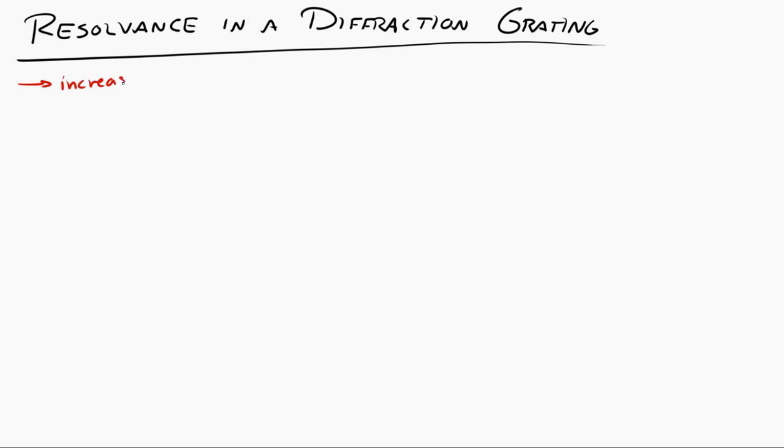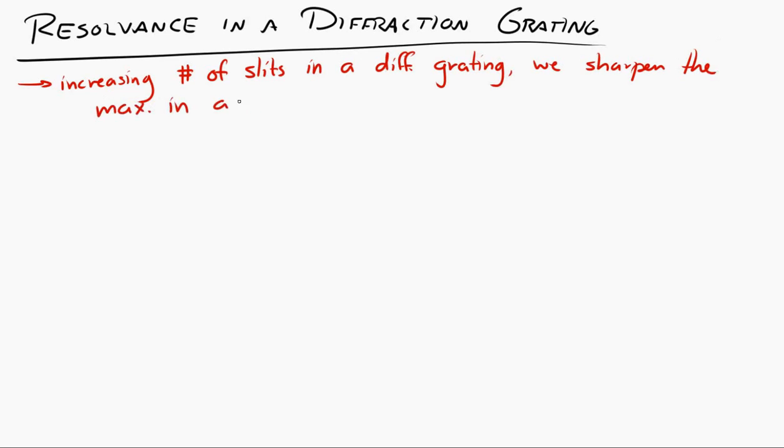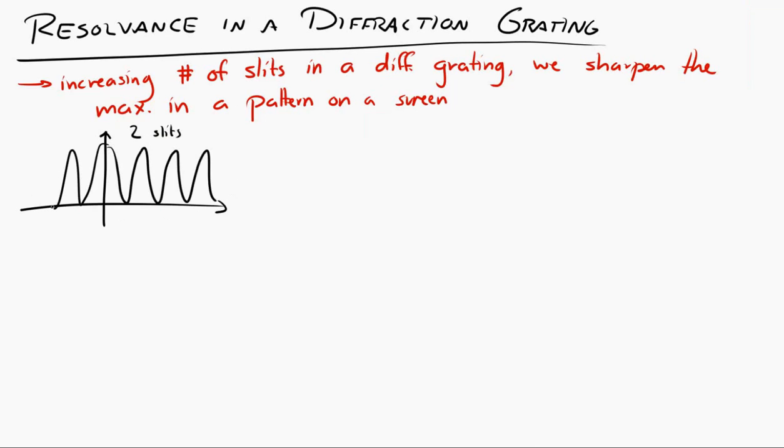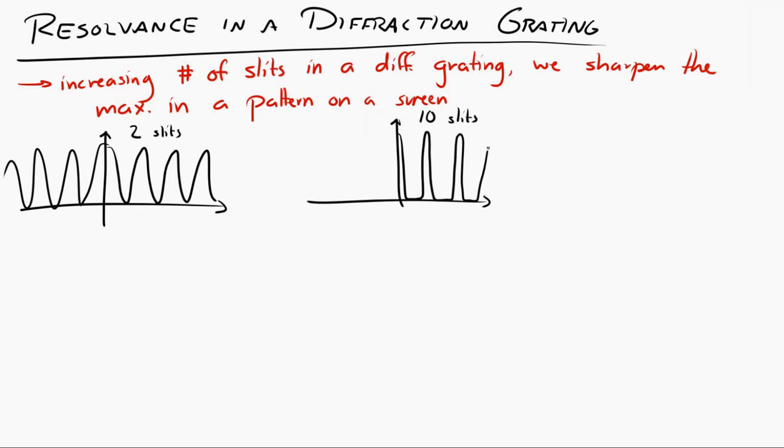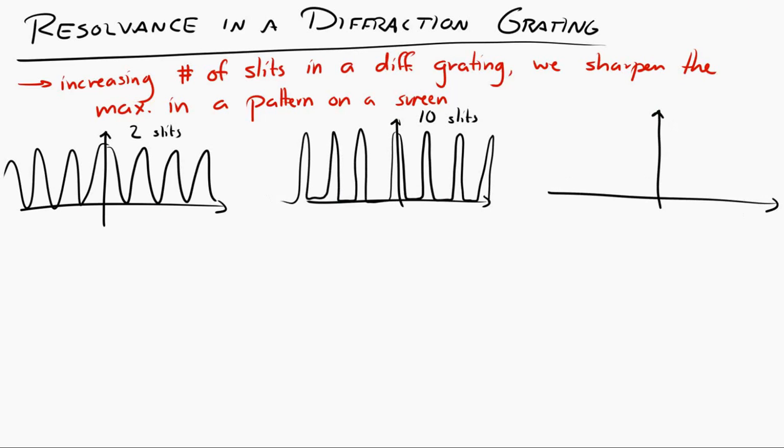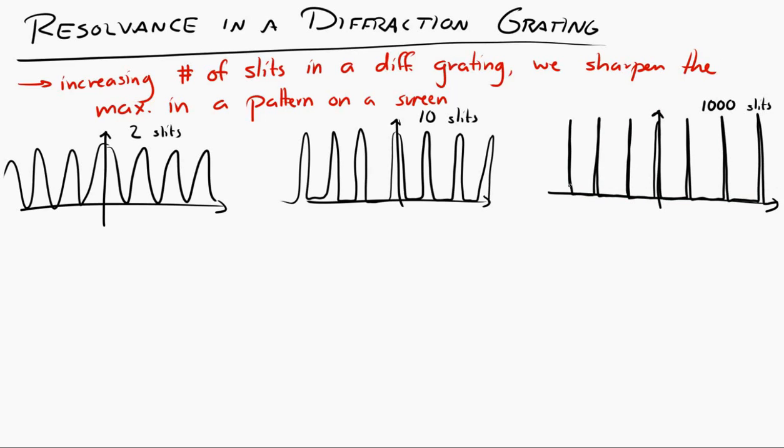Now let's shift gears and look at resolvance in a diffraction grating. We've seen before that if we increase the number of slits, the maxima in the pattern on a screen change. For instance, if we have a 2-slit pattern, this is what it looks like. If we increase to 10 slits, we get larger dark regions and narrower, sharper, bright spots. And if we have 1,000 slits that light passes through, we get very narrow, very sharp, bright spots.